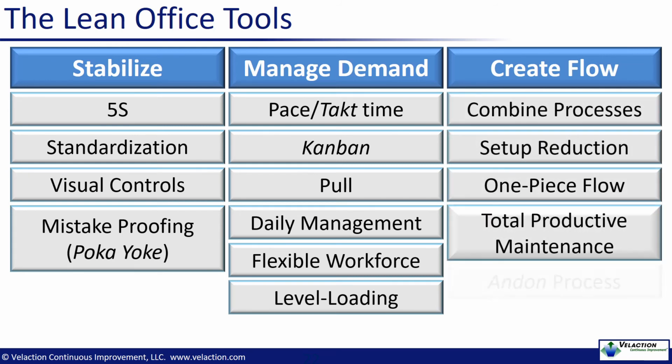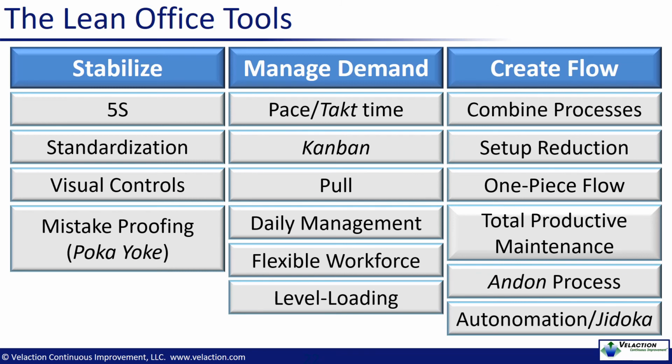The final column, creating flow, is only possible once you have standard processes with ways to manage variation and a good handle on responding to changes in demand. At that point, you are ready to create flow. That means work sits as little as possible. In an ideal situation, work would come in, be continuously worked on, and be completed without ever sitting in a queue.